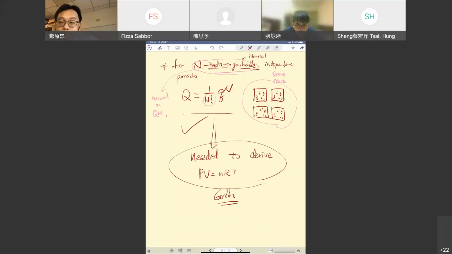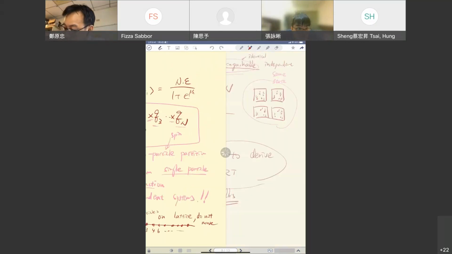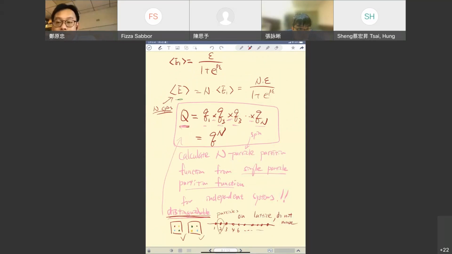But Gibbs found out that he couldn't derive PV equals nRT with this principle, this distinguishable case. And at that time, he had no clue how come this is the case. So it's called the Gibbs paradox. It confused Gibbs for quite a long time. And in the end, Gibbs just arbitrarily plugged in this 1 over N factorial factor to make the answer right, but he did not have a clue to explain it.